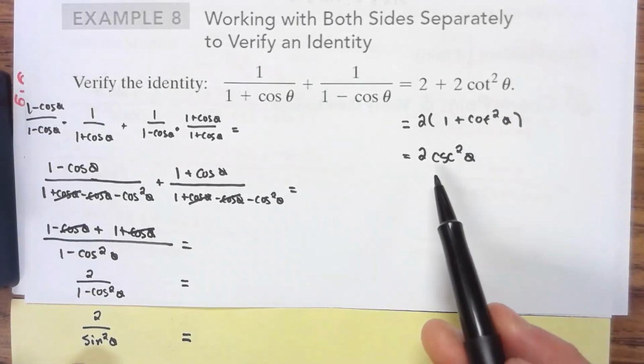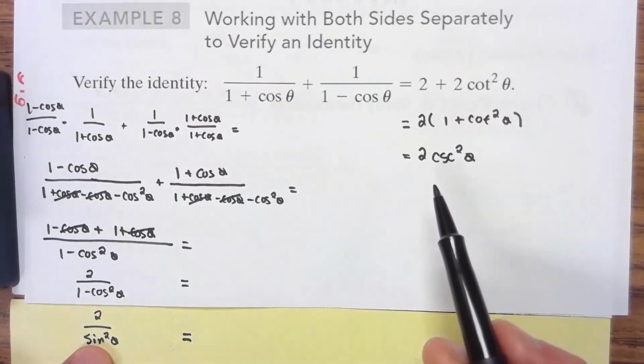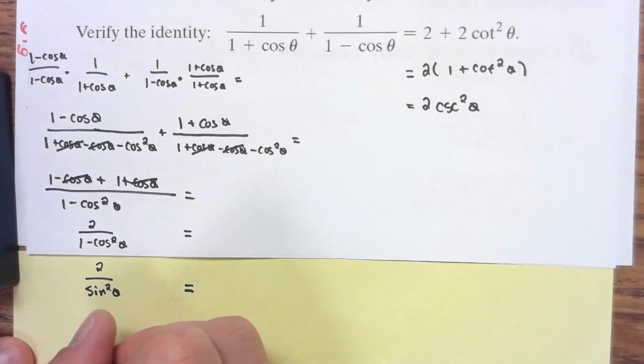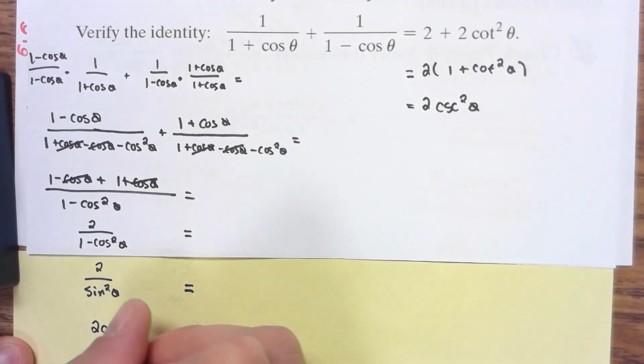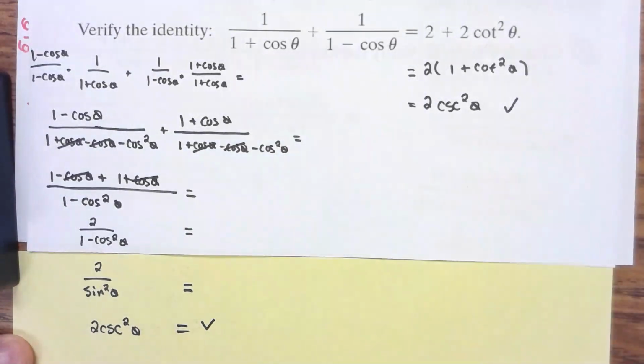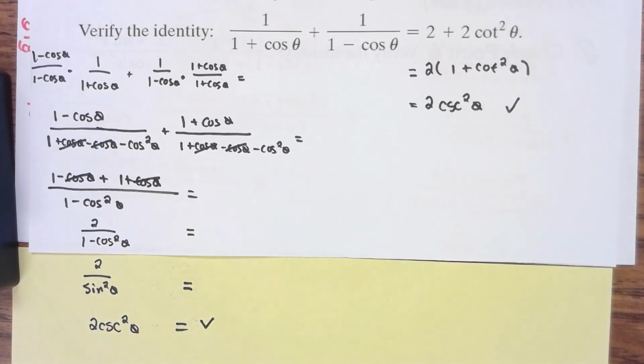And so I'm like, you know what? These are really close because 1 over sine squared is cosecant squared. So this is actually 2 cosecant squared of theta. And now that I have the left side and right side matching, that is our verification for this identity. So a lot of work on the left side, just a little bit of work on the right side. And lots of algebra again.